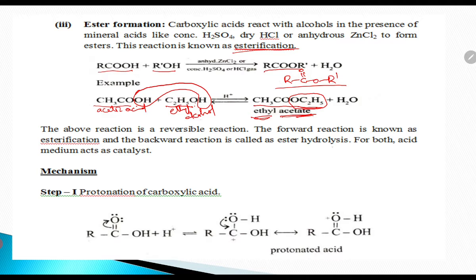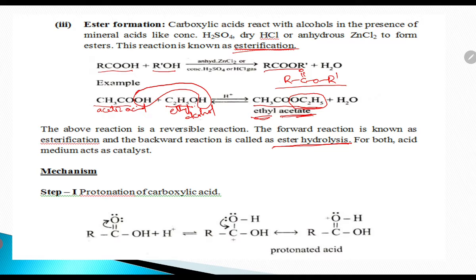The forward reaction is known as esterification and the backward reaction is called ester hydrolysis. For both, the acid medium acts as a catalyst. This is the reversible reaction, and we will discuss ester hydrolysis in acid derivatives, in part 4. I will discuss this ester hydrolysis very clearly. Next, the mechanism for esterification. What happens? Let us see.